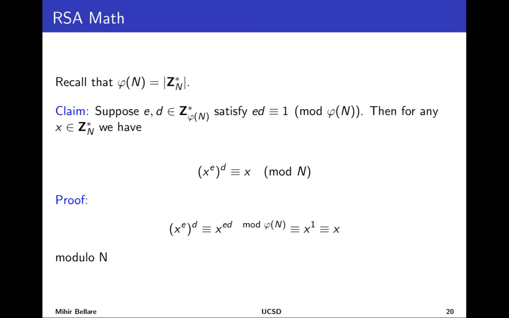So mathematicians give it a name. They call that size the phi function of n. So phi of n is the number of points in the set Zn star.